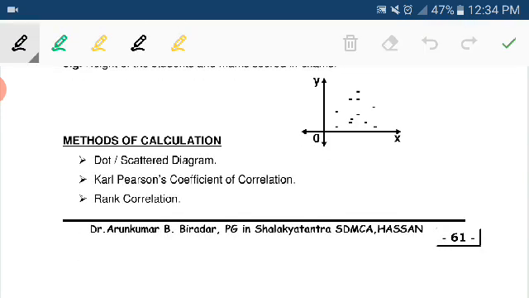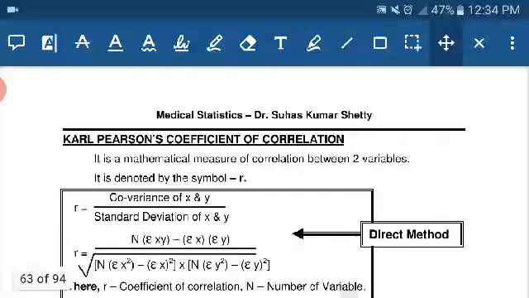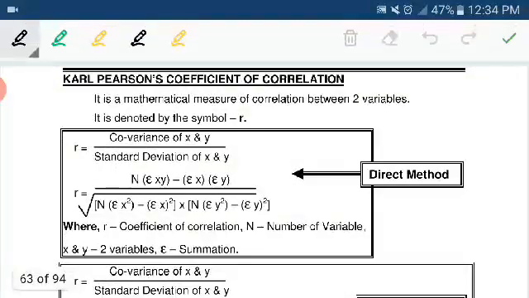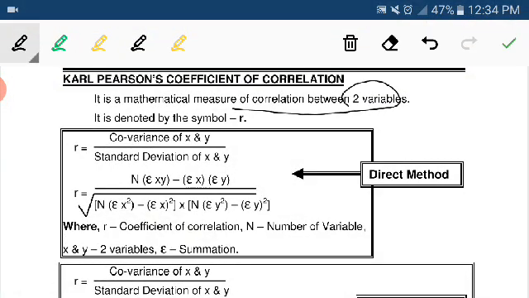Methods of calculation: dot or scatter diagram, Karl Pearson's coefficient of correlation, and the rank correlation. Karl Pearson's coefficient of correlation is a mathematical measure of the correlation between two variables, denoted by r, that is the coefficient of correlation, equal to the covariance of x and y divided by the standard deviations of x and y.